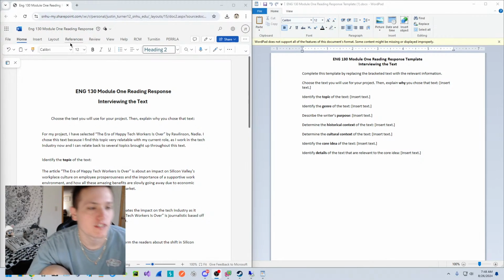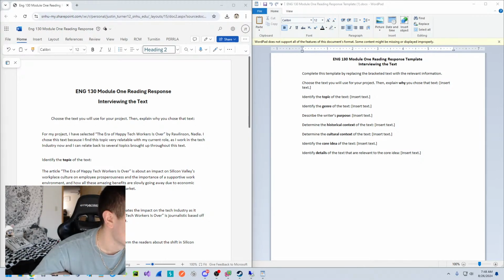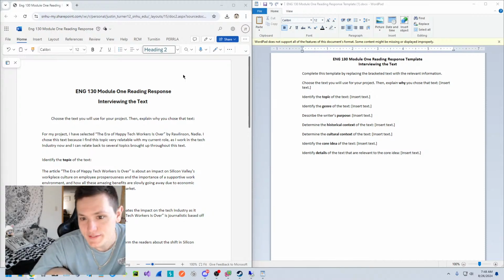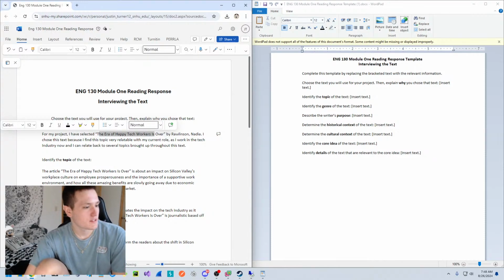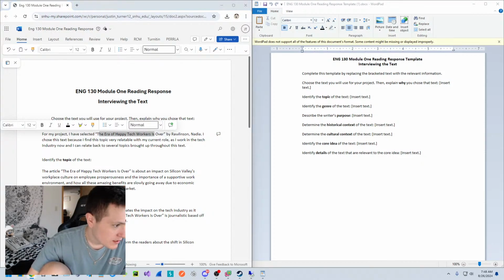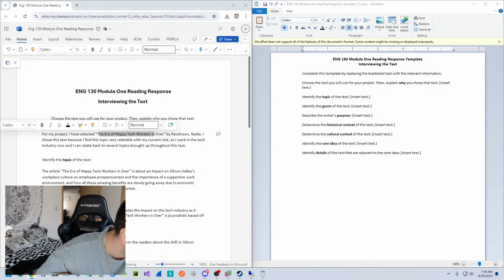Here's my first reading prompt that I have to basically do. It's this right here. I've already read it and skimmed over the text and gotten all the topic, genre, and all that stuff.